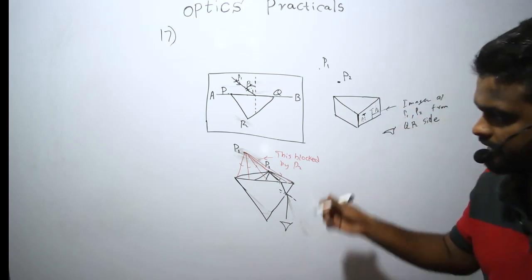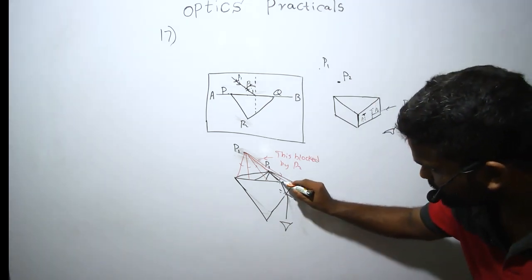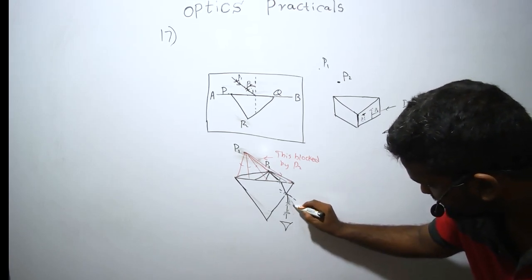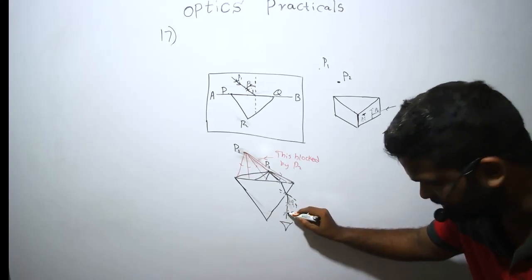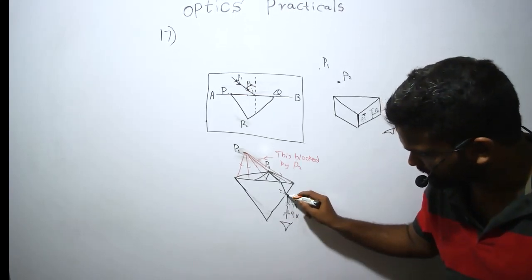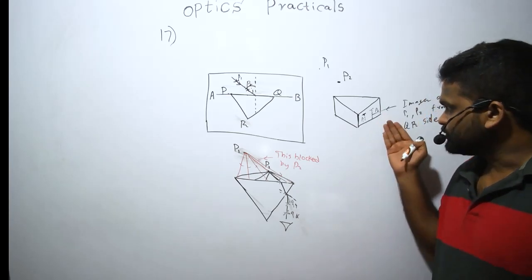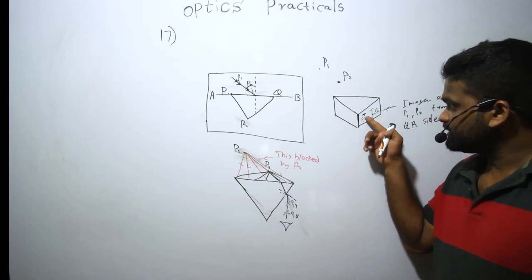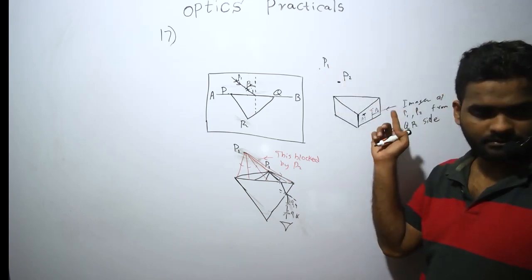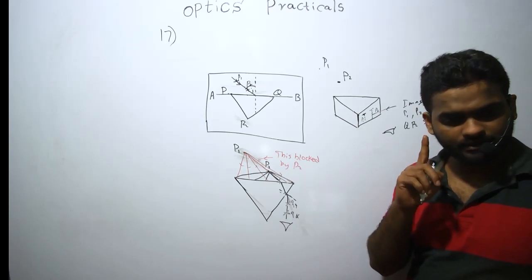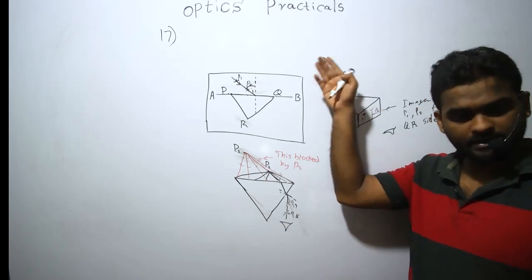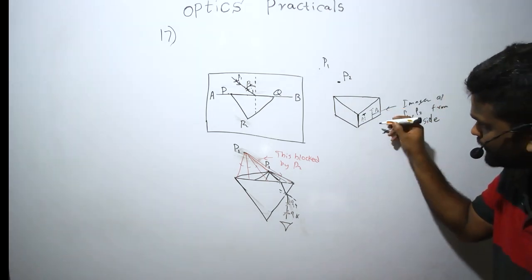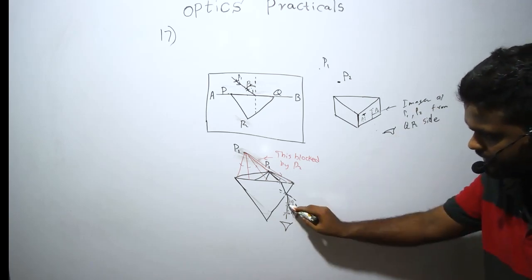Right. Then once you identify that line, you place other optical pins, let's say P3 and P4. You place these two optical pins. So you keep moving the eye till you see only one image, because the other pin is covered by P2. Then along that line you place 2 pins, like this.